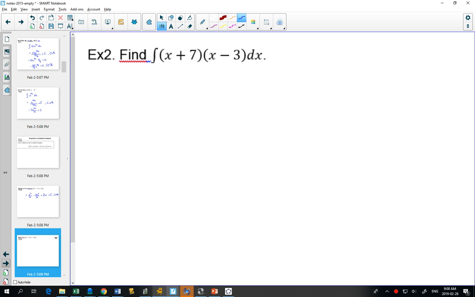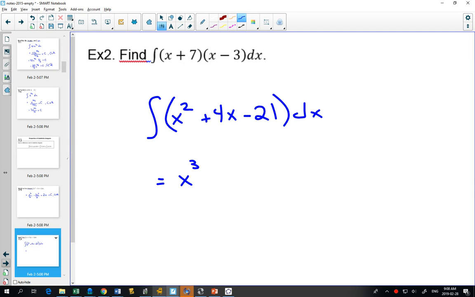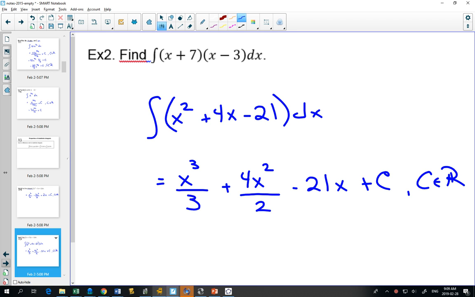We can't do a product rule here because that doesn't work for derivatives, but if we use our algebra skills, we can rearrange this to this binomial, or trinomial, sorry, and then we have the ability to integrate separately. So this will be x cubed over 3 plus 4x squared over 2. And you're going to notice that in the past, doing the working backwards from 4x, you would have said it's 2x squared, I can do that right away. But you're going to get into this mode of adding 1 to the exponent and dividing, that you'll just do the process more naturally. Minus 21x plus c, where c is any real number.